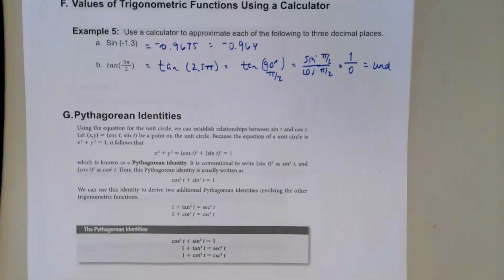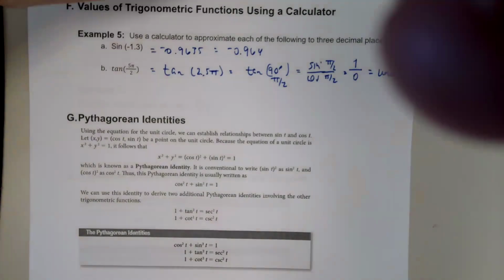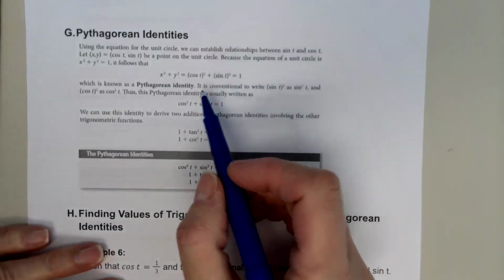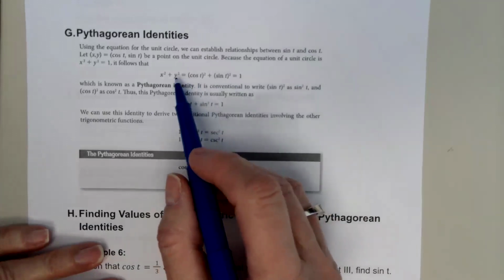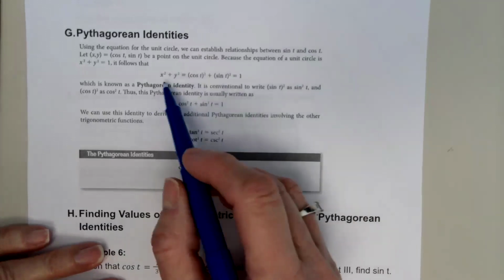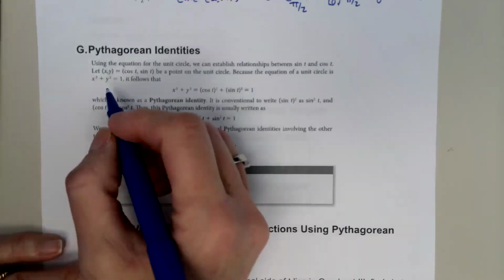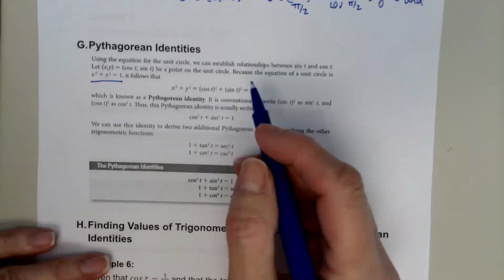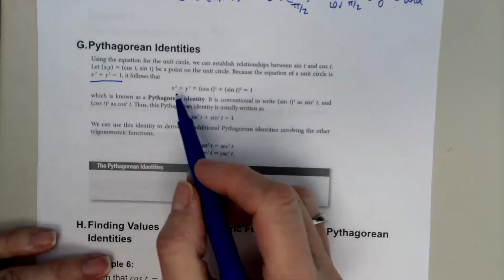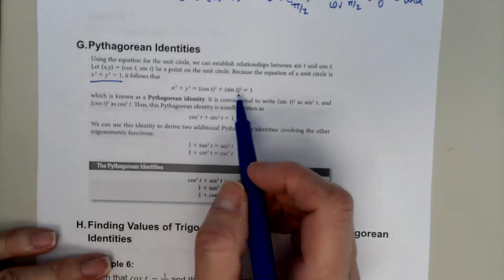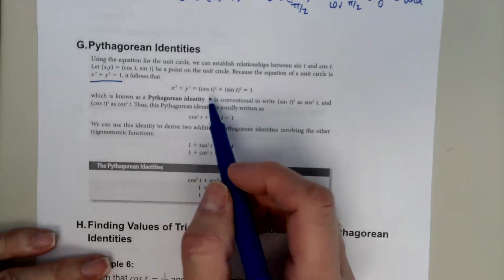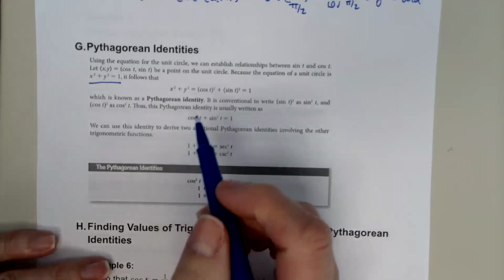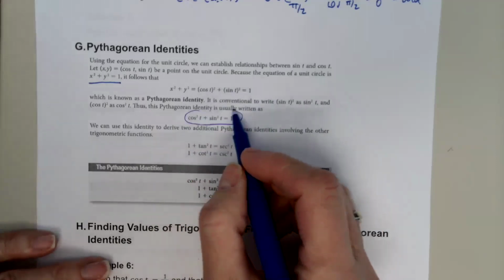The part G is using the Pythagorean theorem, the Pythagorean identities. So the first one that we're going to use, that we've already used, is x squared plus y squared equals 1. And that's just the idea of the unit circle, the equation of a unit circle. But if we use the Pythagorean identity, we can put in cosine t for x and sine t for y. And so we get cosine squared plus sine squared equals 1. So this is going to be an identity that we're going to use.